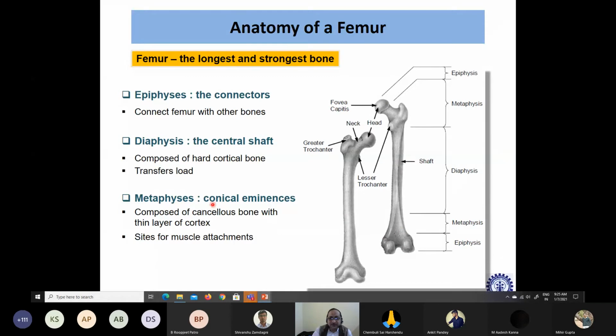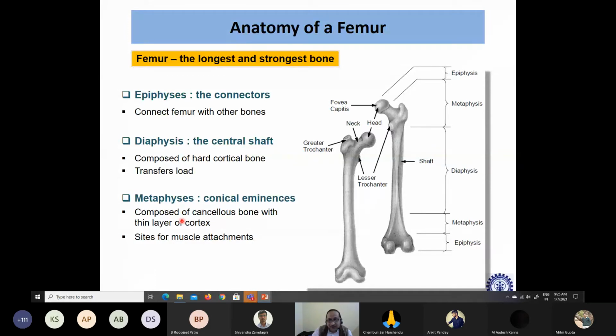Now, what is the metaphysis? The metaphysis is a chunk of bone. You can see it on both sides, the proximal part of the femur and also the distal part. This part consists of a large chunk of bone, mostly composed of cancellous bone, or porous bone, with a thin layer of cortex which covers the cancellous bone stock.